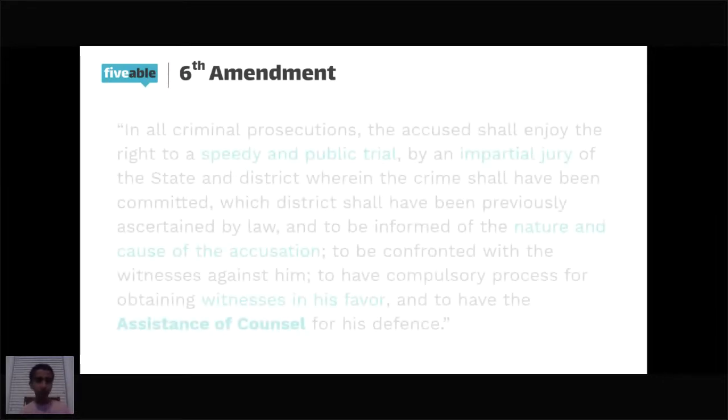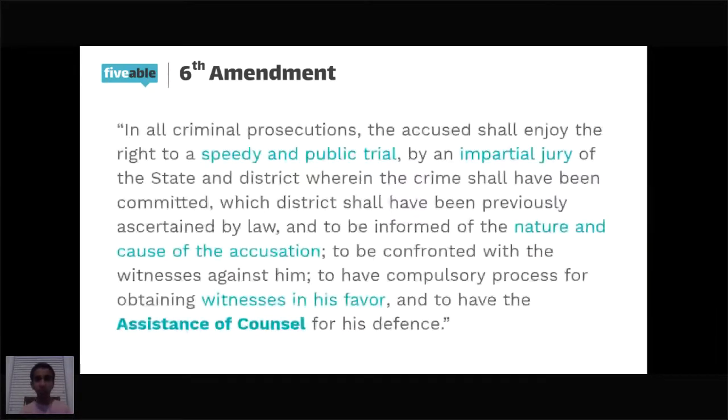And like we have done with every amendment, I wanted to start out with the exact text from the amendment. So in all criminal prosecutions, the accused shall enjoy the right to a speedy and public trial by an impartial jury of the state and district wherein the crime shall have been committed, which district shall have been previously ascertained by law, and to be informed of the nature and cause of the accusation, to be confronted with the witnesses against him, to have compulsory process for obtaining witnesses in his favor, and to have the assistance of counsel for his defense.